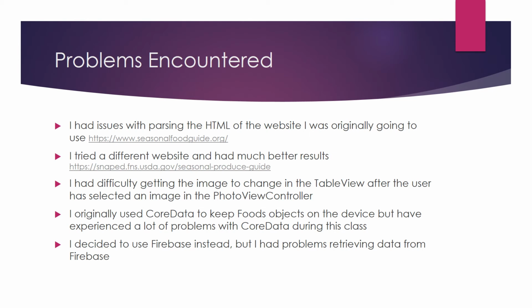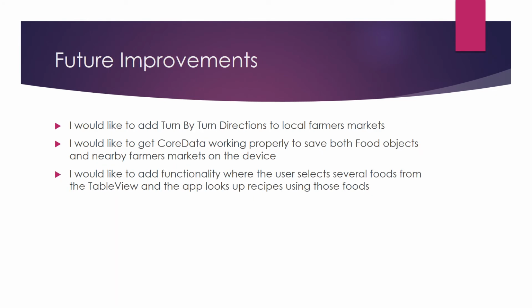So, future improvements. I would like to continue developing this app, as I think it potentially has some usefulness for people. I would like to add turn-by-turn directions to local farmers markets from the user's current location. I would also like to get Core Data working properly to save both food objects and nearby farmers markets on the device, perhaps the user's favorite farmers markets. I would like to add functionality as well where the user selects several foods from the table view and the app then looks up recipes that use those foods in them.